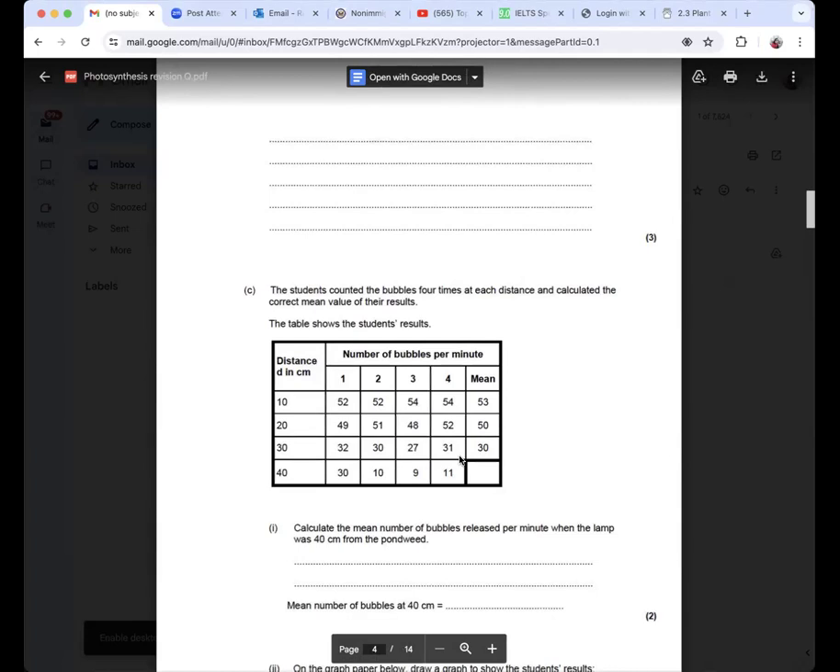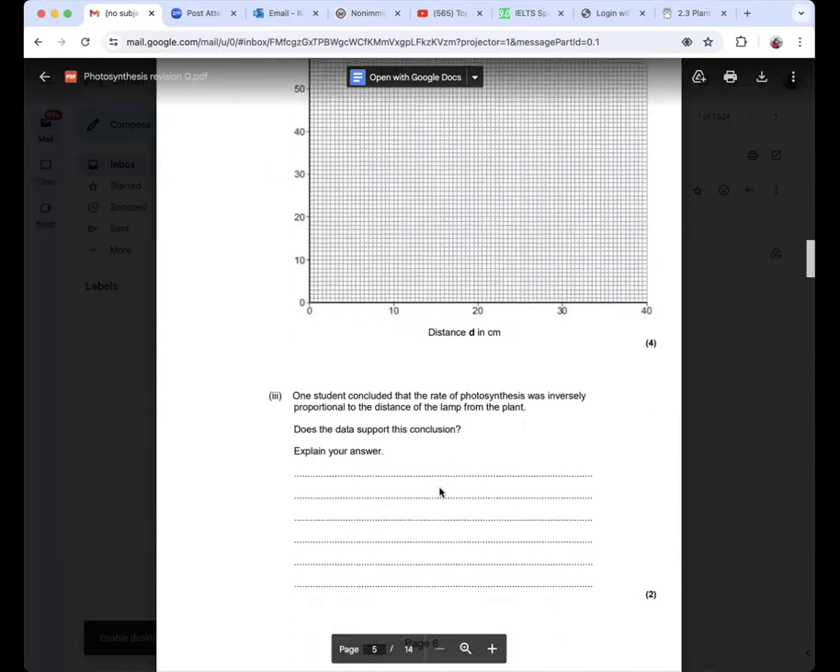It doesn't. But the other part, from approximately 15 onwards to 40, it does support the trend. Why this part doesn't support the trend is something that we will be explaining. But can you please start by mentioning the 15 to 40? The first line should be that the data from 15 to 40 supports, and why it supports: that as the distance increases, the rate of bubbles decreases.